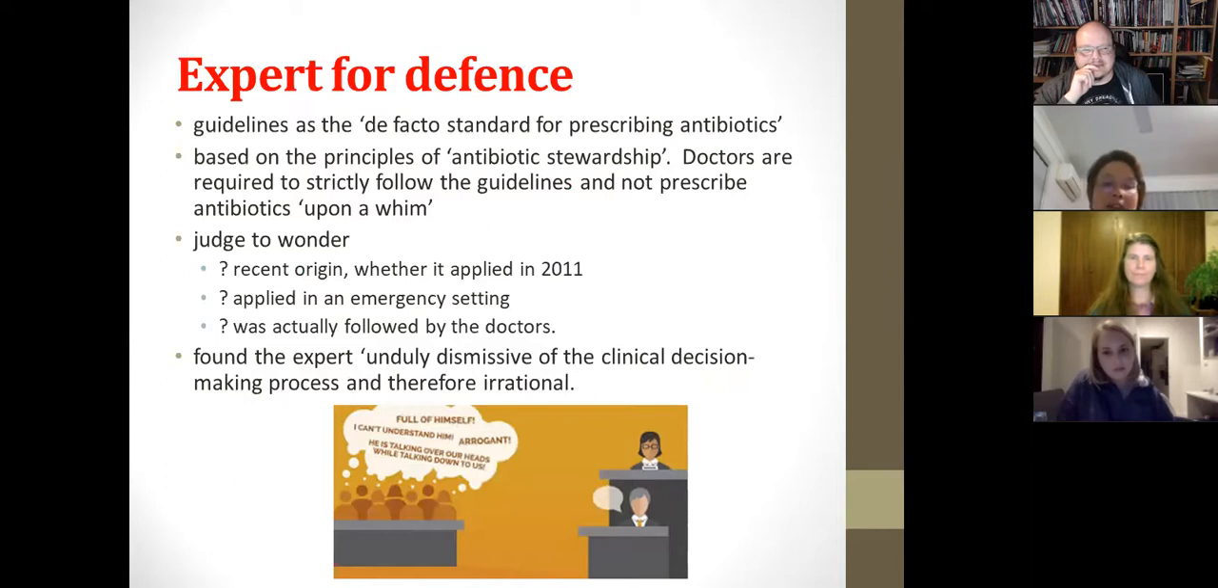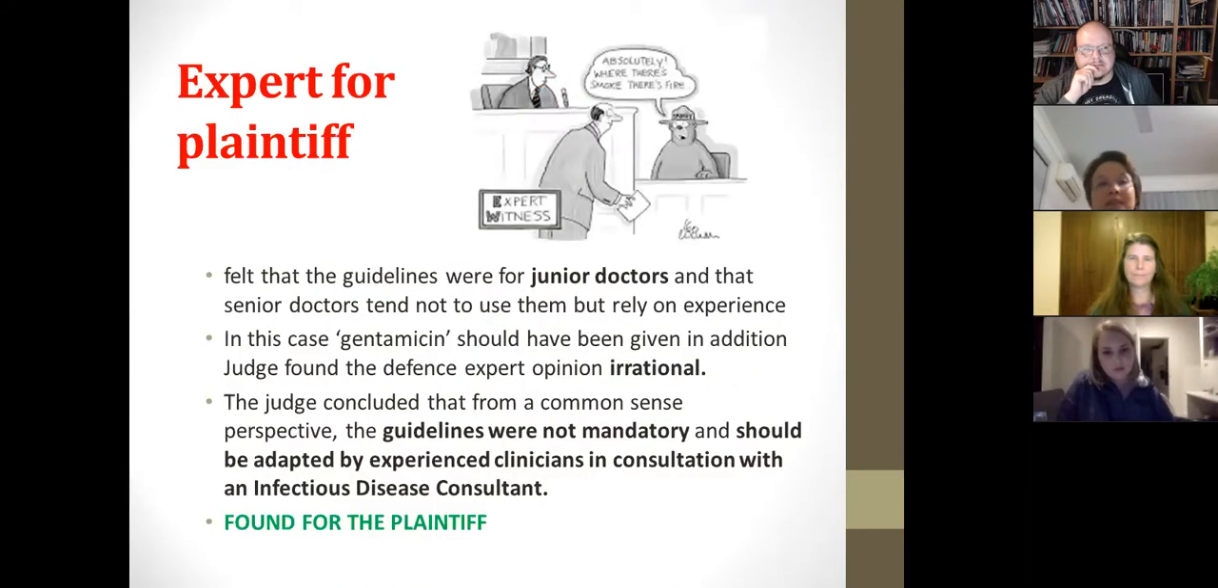He disliked the expert witness. He was unduly dismissive of the clinical decision-making process, and he called it irrational. Now, as for the expert for the plaintiff, he felt that guidelines were just for junior doctors, and that senior doctors tended not to rely on them. In this case, he felt that gentamicin should have been given. The judge concluded that from a common sense perspective, the guidelines were not mandatory and should be adapted to the situation.